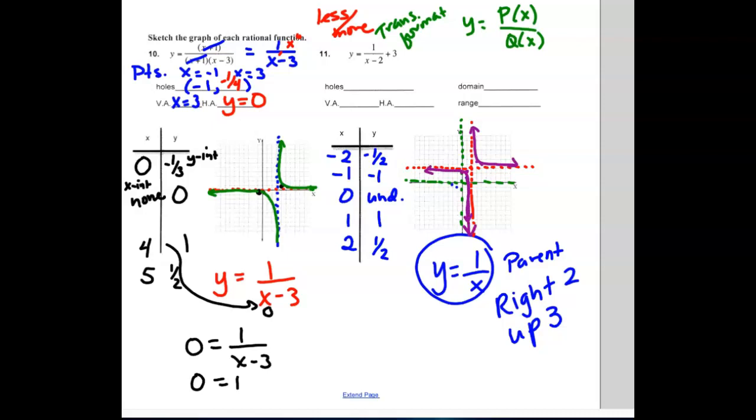Okay? Now, for a basic transformation like that, there are no holes. We said the vertical asymptote moved right 2, so it shifted to x equaling a 2. And our horizontal asymptote moved up 3, so it shifted to y equals 3. Our domain is all reals, except x cannot equal where the vertical asymptote is. So x cannot equal a 2. And my range is all reals, except y can't equal where the horizontal asymptote is. So y cannot equal a 3.